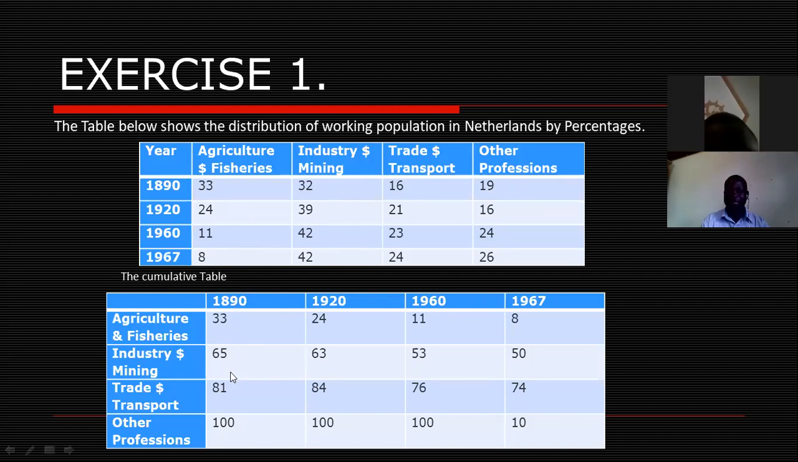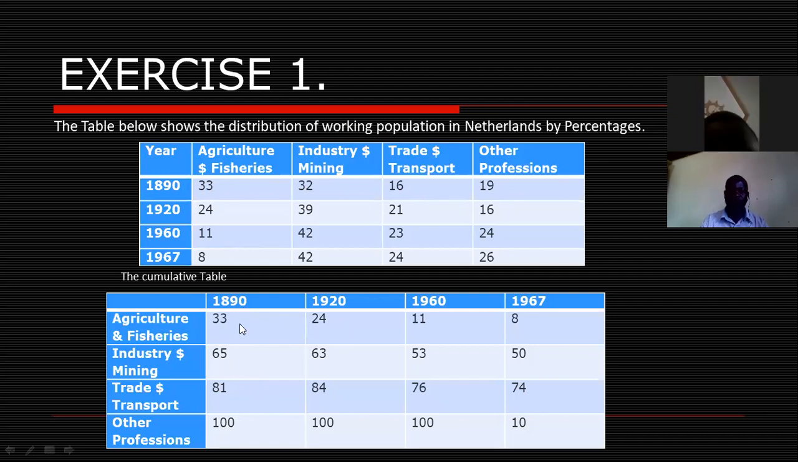65 plus 16, we shall get 81. 81 plus 19, we shall get 100. We shall go to the next year. I hope we are together. I've said we are adding 33 plus 32 plus 16 plus 19. That should be able to give us 100. This is what I've done.